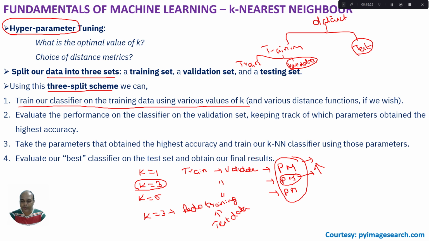So this process is done to identify which parameter gives me the best result. Once I have identified that parameter, I can use it for retraining the model, so that when we expose the test data to the model, it will give the best result. So that is how hyperparameter tuning is carried out in your k nearest neighbor classifier.